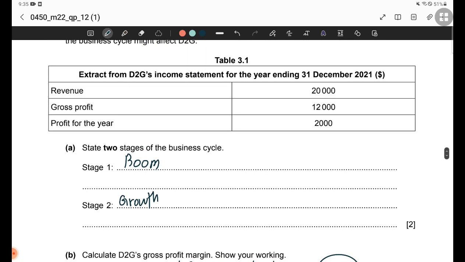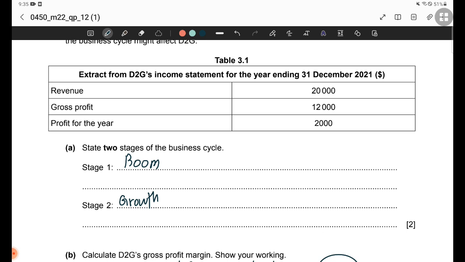Okay, so for the first part of the question, you have to state 2 stages of the business cycle. Now, just so you know, the business cycle and product life cycle are not the same. I believe many people could confuse these. They both do have 4 stages in the cycle, but it's different.